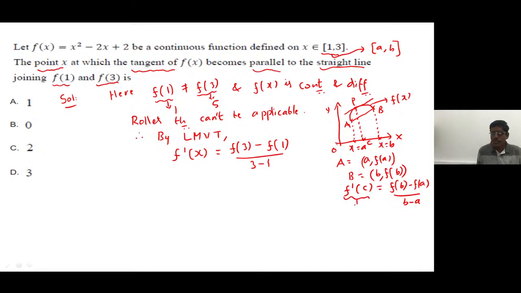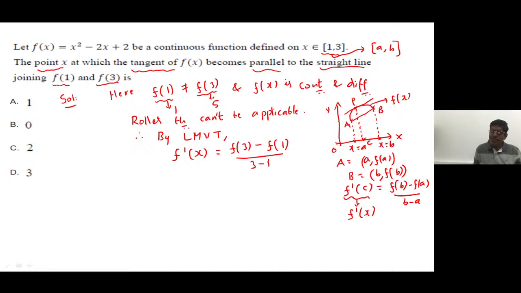Some people denote C directly by x, where x is a point between A and B, that is between 1 and 3. So what is f dash x? It is the slope of the tangent to the curve f of x. At every point on the curve you will have a tangent. Tangent means a straight line that touches the curve at a point. Every tangent has a slope, and slope means derivative f dash x. When two lines are parallel, their slopes are equal.